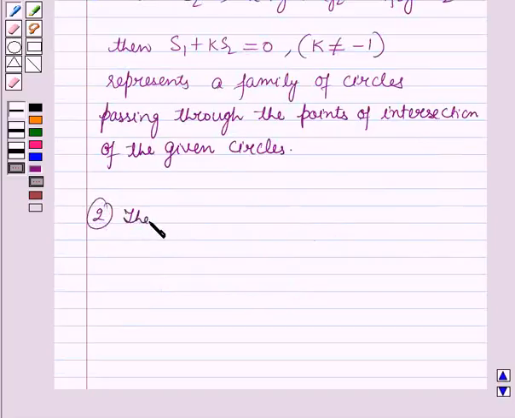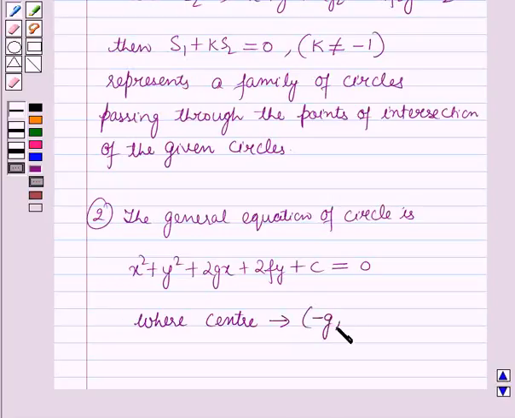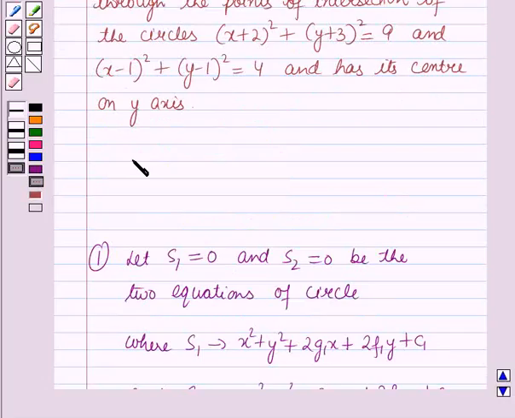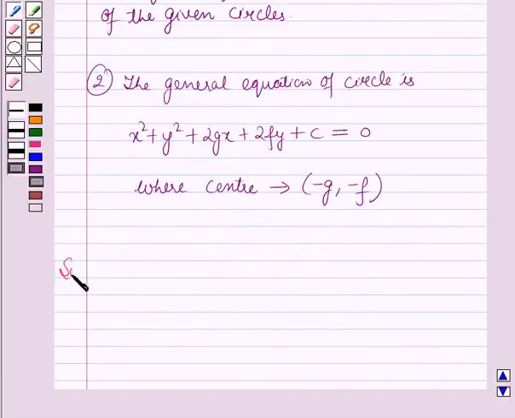Secondly, the general equation of the circle is x^2 + y^2 + 2gx + 2fy + c = 0, where the coordinates of the center are given by (-g, -f). Now these results will work out as a key idea for solving this question. And now, we will start with the solution.